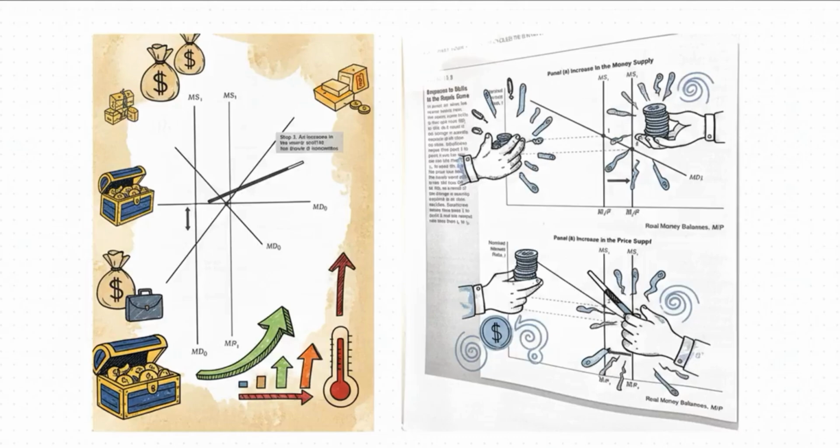Now on the right, you see the central bank's power in action. If the Fed decides to pump more money into the economy, that vertical supply line shifts to the right. And with more cash floating around, the new equilibrium interest rate is now lower.